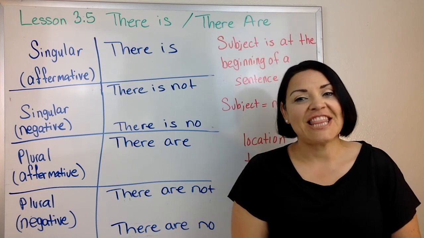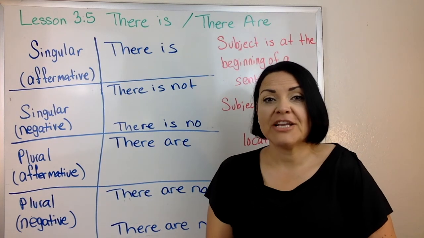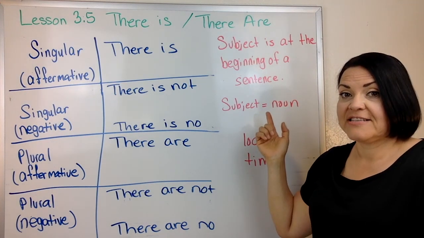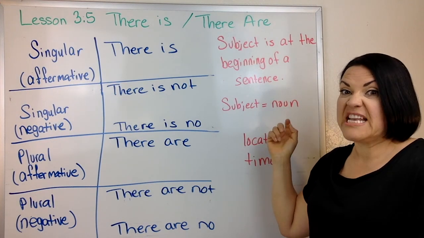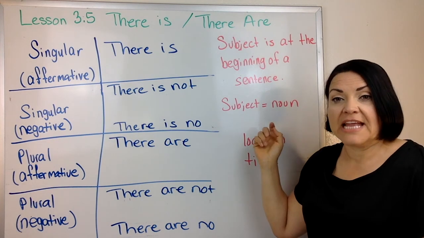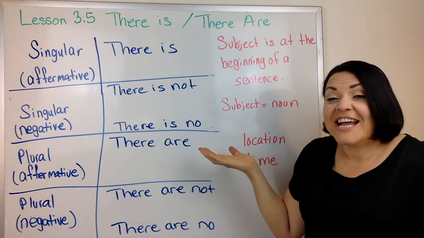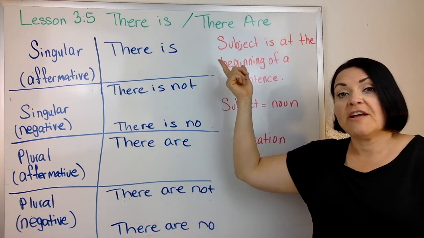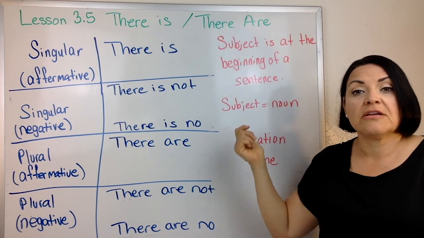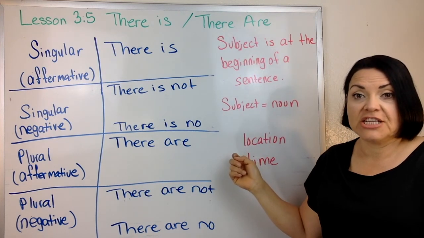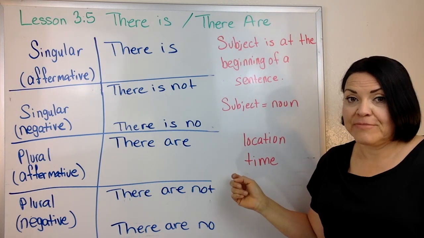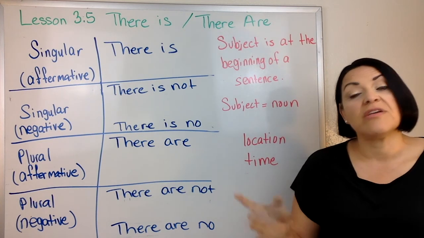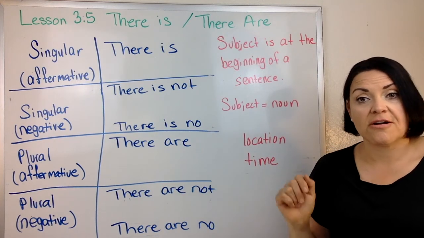There is and there are. Just a reminder, the subject is at the beginning of a sentence. Subject equals a noun. It's usually a noun at the beginning of the sentence, 95% of the time. When we use the words there is and there are, we're talking about location and time. So we're going to practice making some sentences with there is and there are.